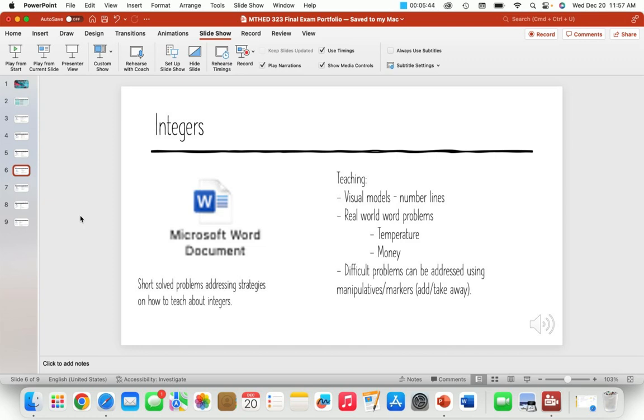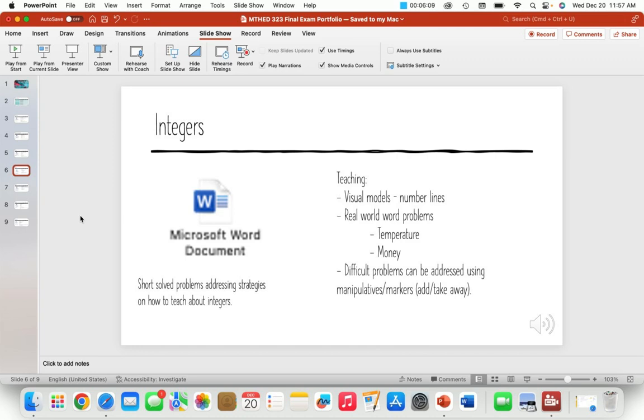You can even do this by including some real world word problems, with money or temperature, so students can compare this to the understanding that they already have through their own lives. And then how would you address this if students are working on a very difficult integer problem?